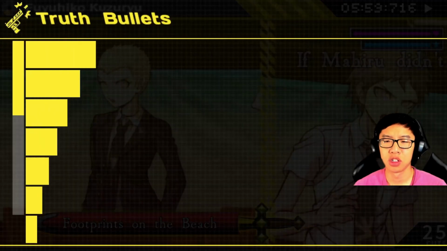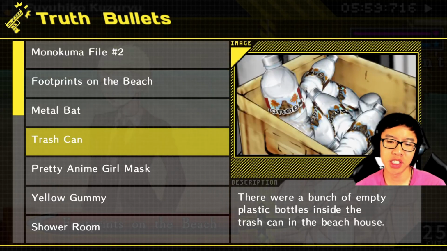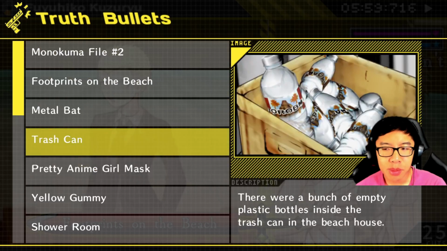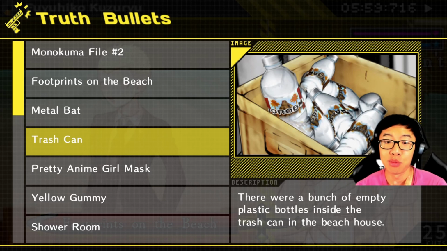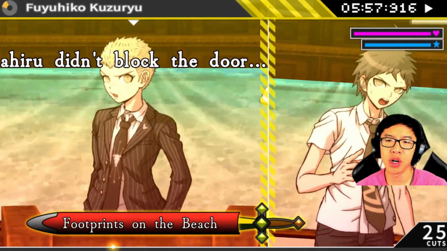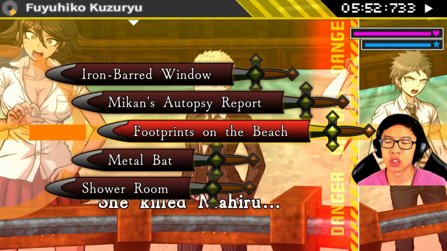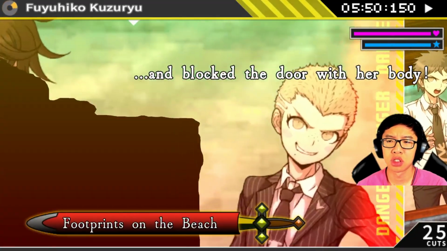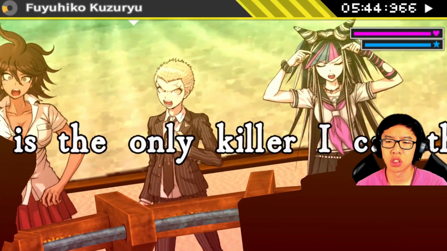If Mahiru didn't block the door, I wanted to say real quick, Miss Sonia could, like, there is that mask, of course. The water bottles do suggest that, you know, maybe it's probably Peko. But Miss Sonia could, like, wear that full bodysuit to cover stuff up too. You know, if she was dragging the body. Could be. And Mahiru didn't block the door. Then Hiyoko did it. She killed Mahiru and blocked the door with her body. Hiyoko is the only killer I can think of.